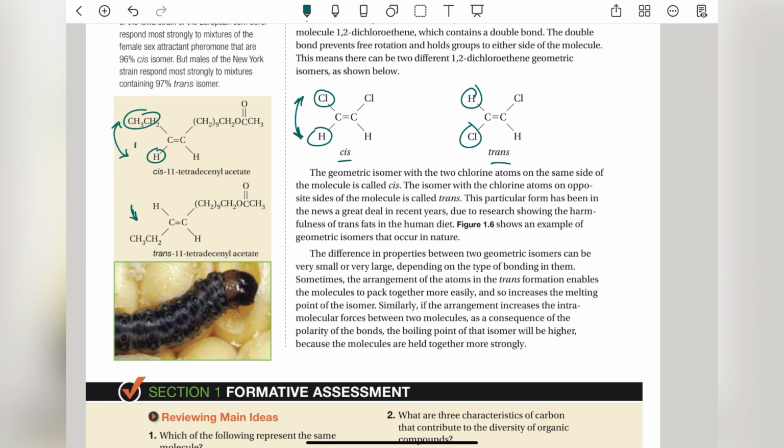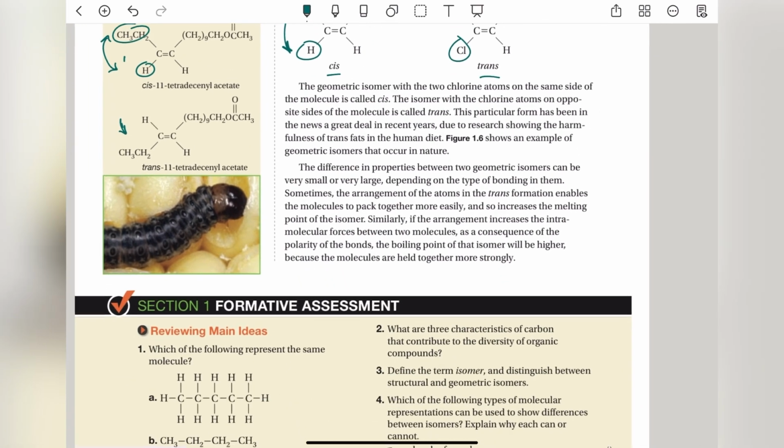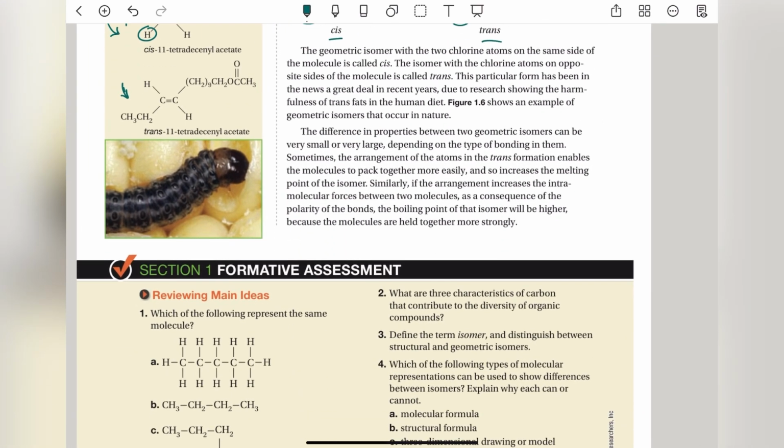at first. So the difference in properties between two geometric isomers can be very small or very large depending on the type of bonding in them. Sometimes the arrangement of the atoms in the transformation enables the molecules to pack together more easily and so increases the melting point of the isomer. Similarly, if the arrangement increases the intramolecular forces between two molecules as a consequence of the polarity of the bonds, the boiling point of that isomer will be higher because the molecules are held together more strongly.